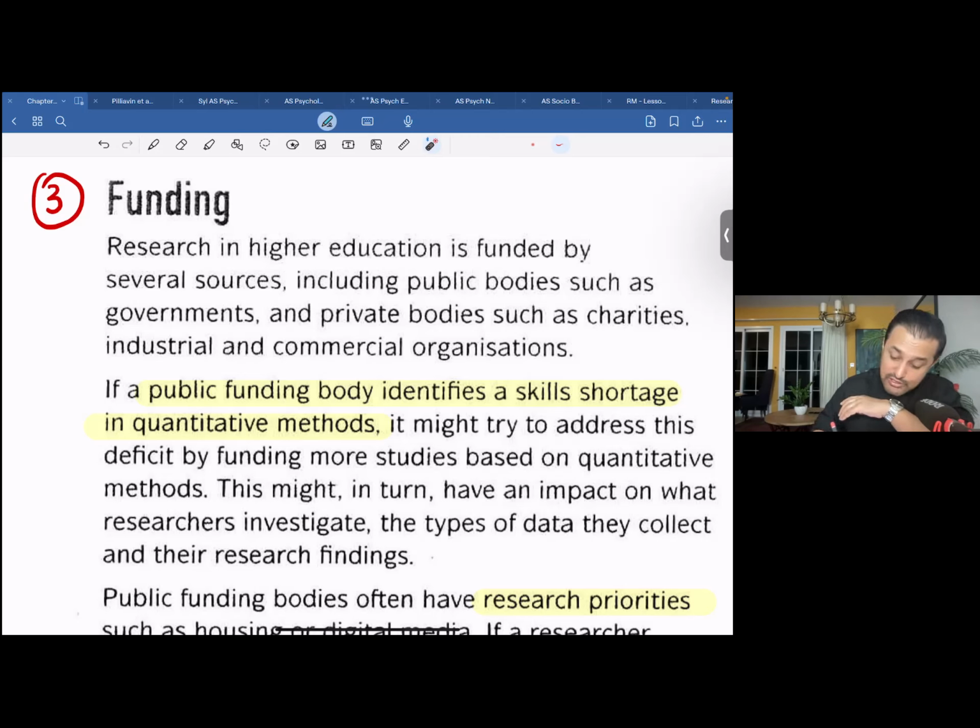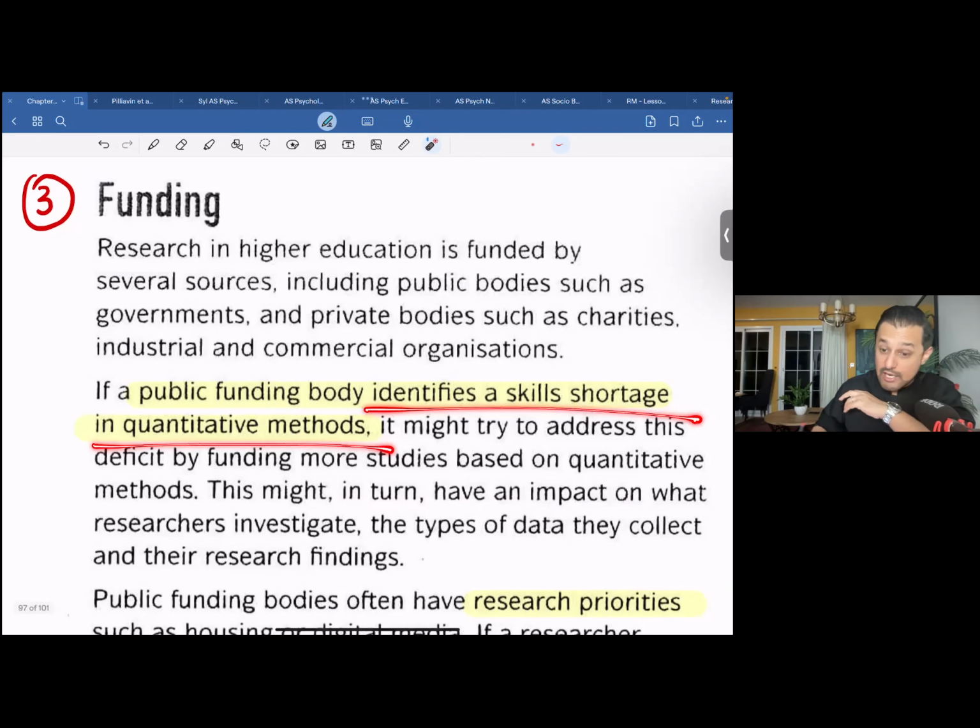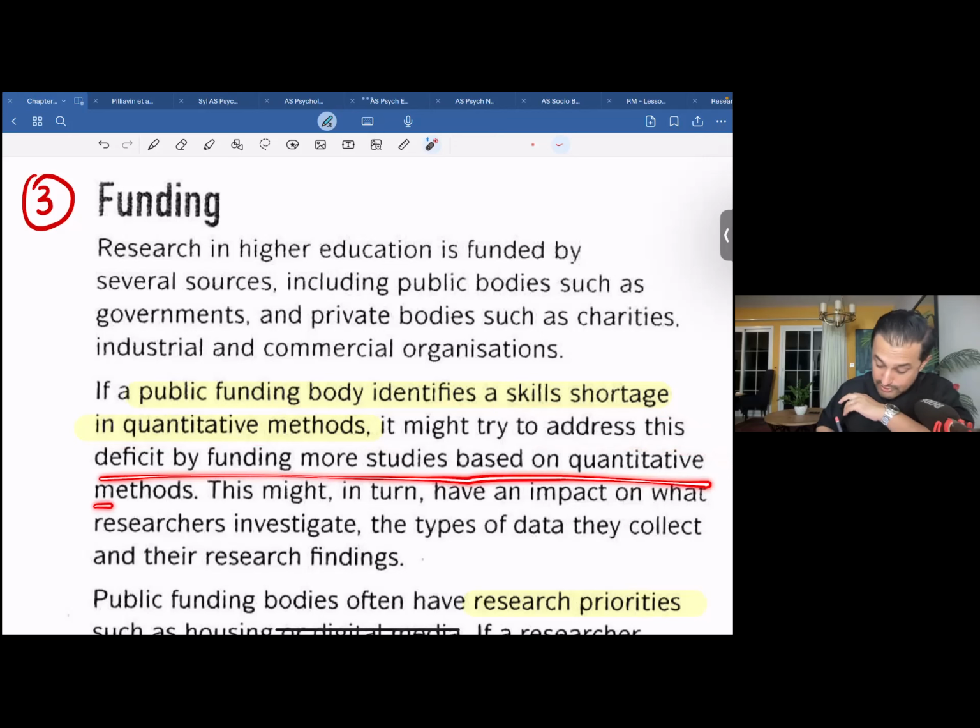So research in higher education is funded by several sources, including public bodies such as governments, private bodies such as charitable organizations, the industrial sector, and commercial organizations. If a public funding body identifies a skill shortage in quantitative methods, it might try to address this deficit by funding more studies based on quantitative methods.